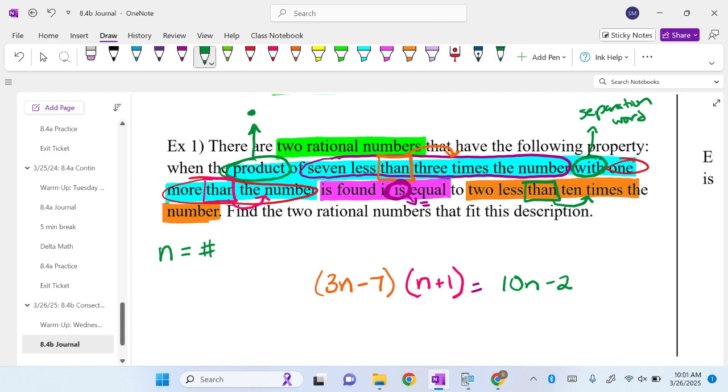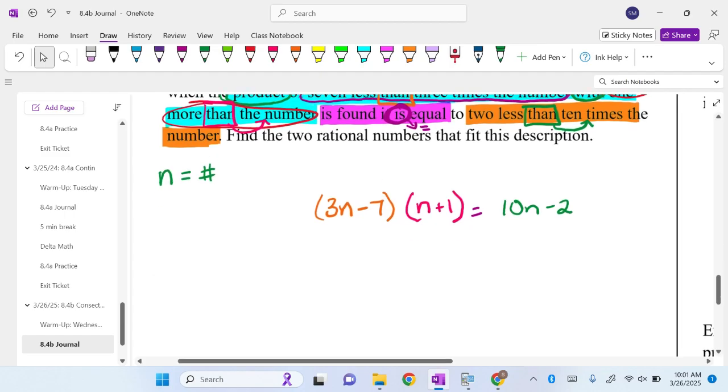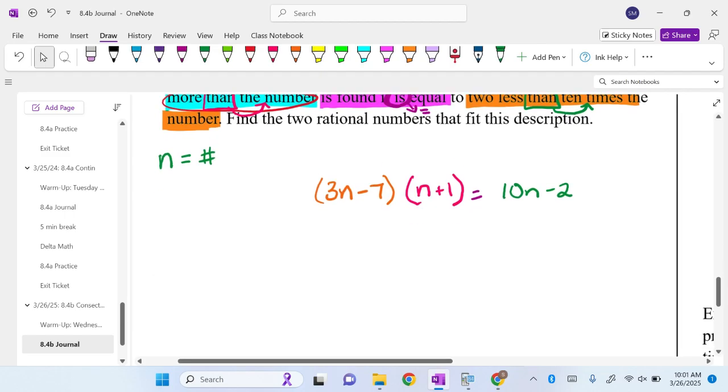So again, the biggest issue I always find is turning words into math. You need to find those key words to hook onto because that will then show you what order you need to write your expressions in. All right, does that make sense? Yes, no, maybe? Yeah. All right, now we're in solving land.